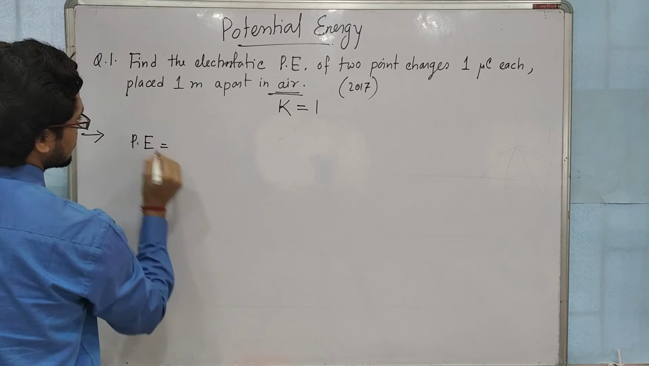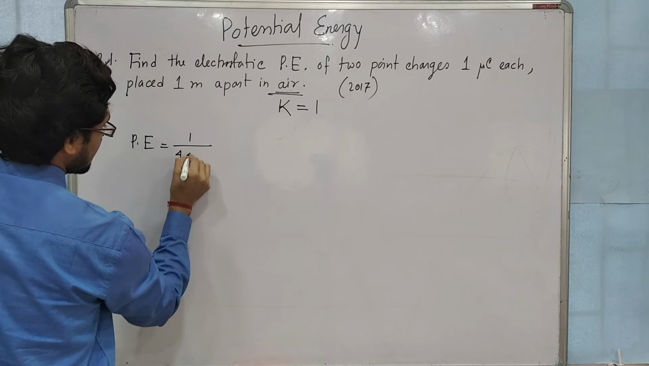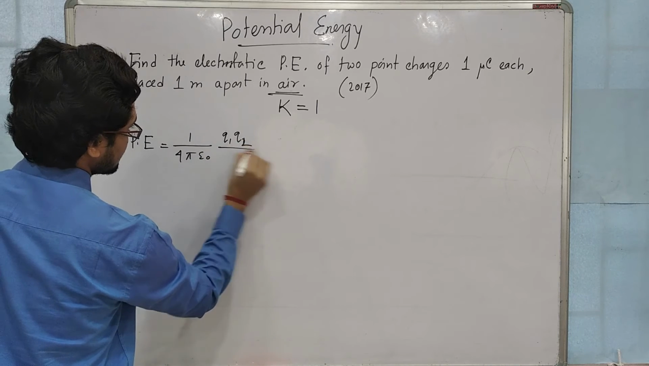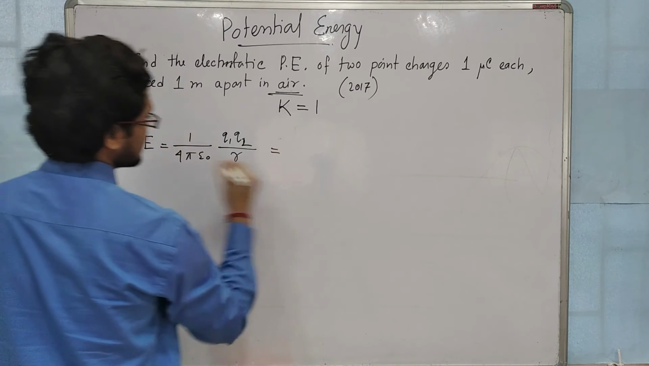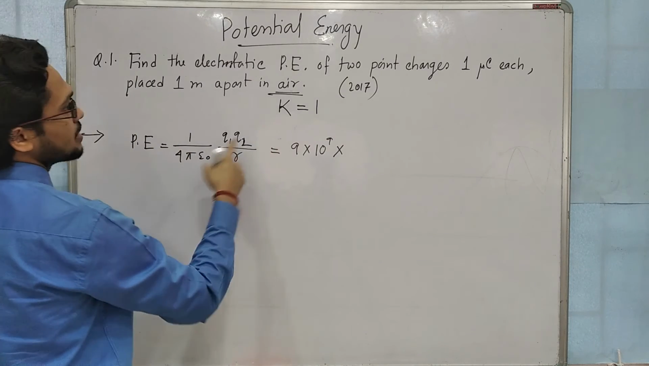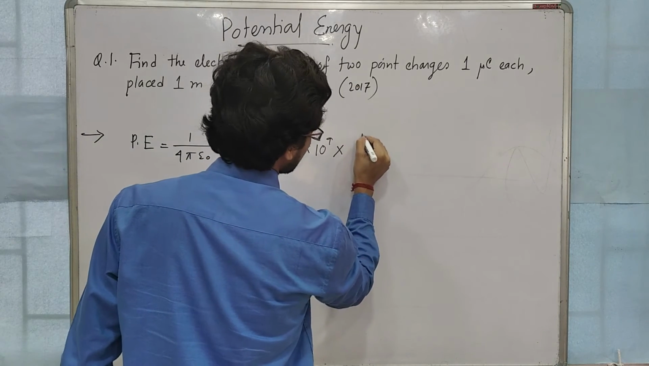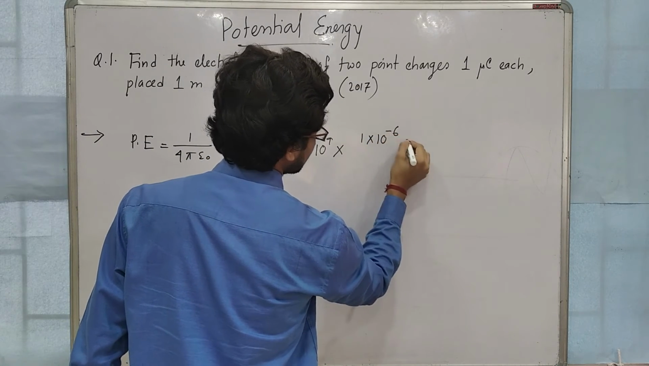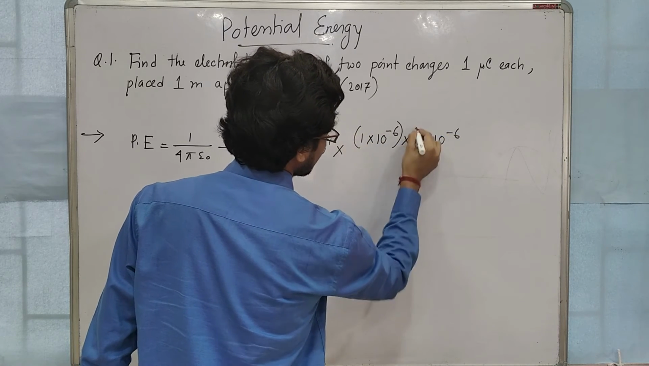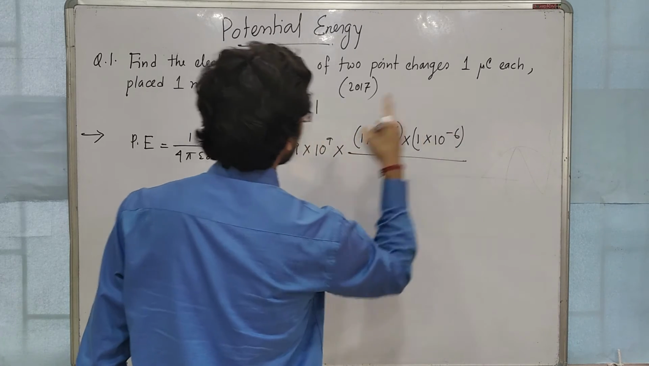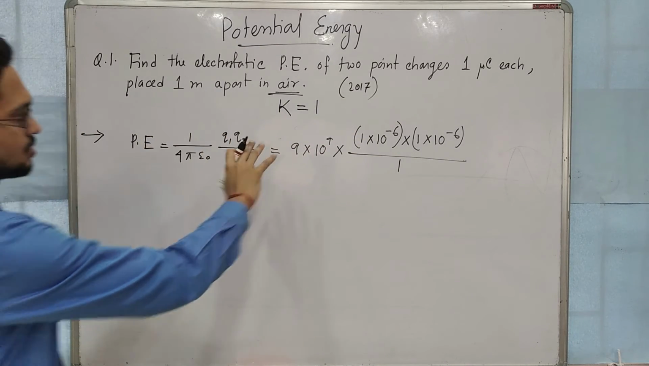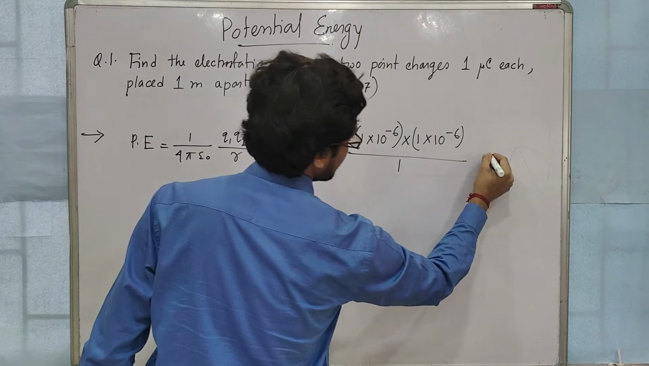Potential energy equals 1 by 4 pi epsilon 0 Q1 Q2 by R. 1 by 4 pi epsilon 0 means what? 9 into 10 to the power 9, into Q1 Q2, both are 1 microcoulomb. So 1 into 10 to the power minus 6 into 1 into 10 to the power minus 6, Q1 Q2 by R, R means 1 meter. Potential energy, all are in SI system, so it will be joule.